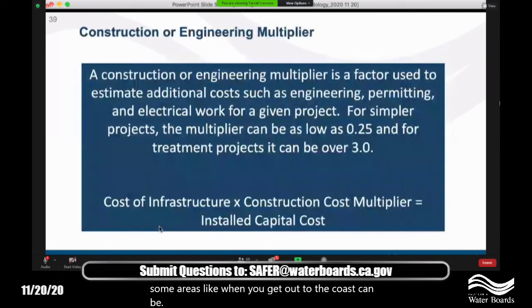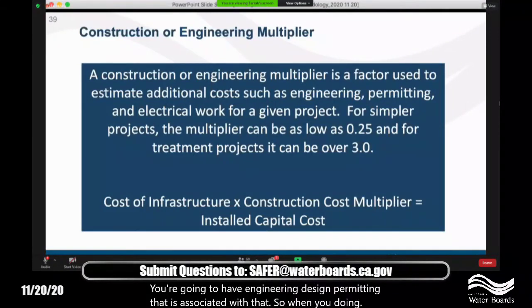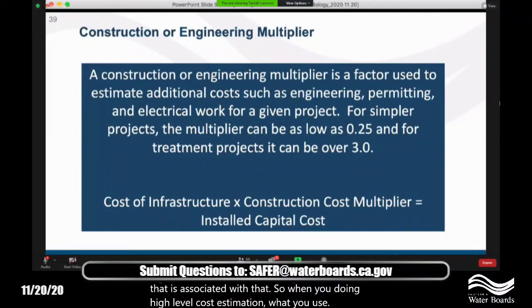of course. So you're going to notice that we're using a term of construction multiplier or engineering multiplier throughout the white paper and this presentation. A construction or engineering multiplier is just a factor that's used to estimate additional costs. So we may have the cost of a treatment unit, but that's not your only cost. You have to do construction. You might have electrical upgrades. You're going to have engineering designs and permitting associated with that. So when you're doing high-level cost estimation, what you use is this construction multiplier or engineering multiplier.